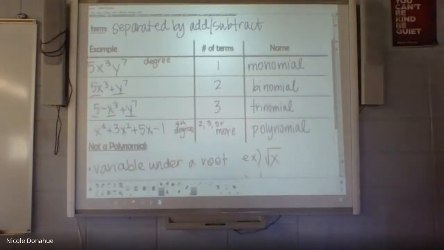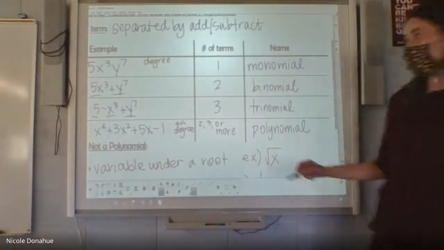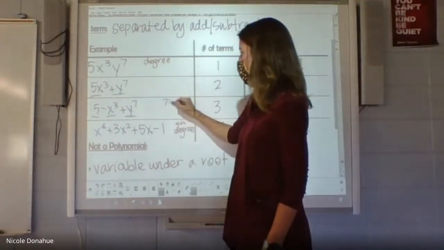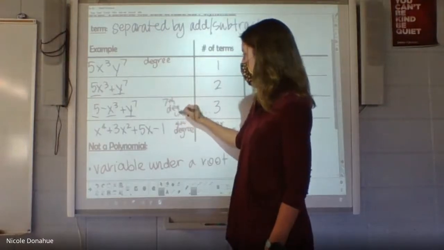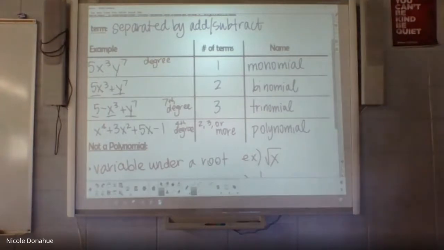Working our way up. 7. That would be a 7th degree polynomial. Very good. Up one more. Also 7.